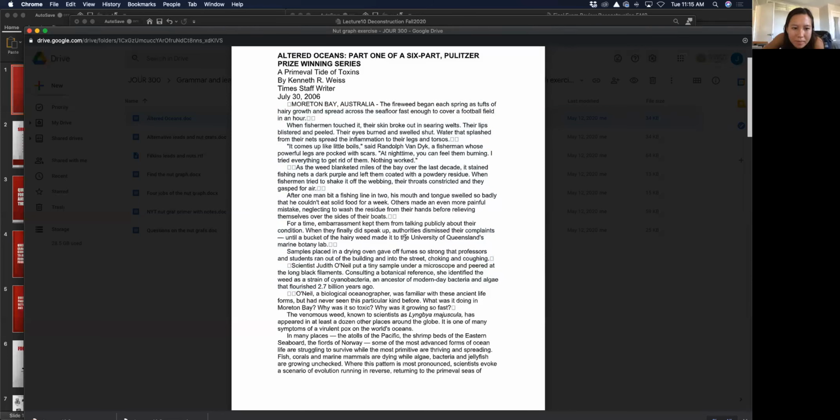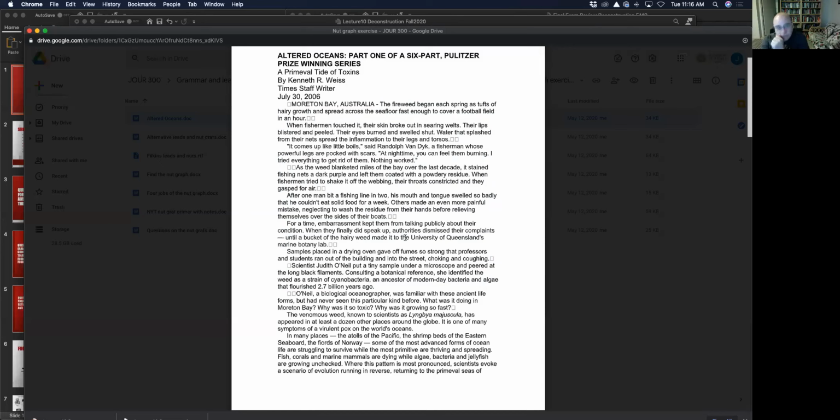As the weed blanketed miles of the bay over the last decade, it stained fishing nets a dark purple and left them coated with a powdery residue. When fishermen tried to shake it off the webbing, their chests constricted and they gasped for air. After one man bit a fishing line in two, his mouth and tongue swelled so badly that he couldn't eat solid food for a week. Others made an even more painful mistake, neglecting to wash the residue off their hands before relieving themselves over the sides of the boat. For a time, embarrassment kept them from talking publicly about their condition. When they finally did speak up, authorities dismissed their complaints until a bucket of the hairy weed made it to the University of Queensland's Marine Botany Lab.